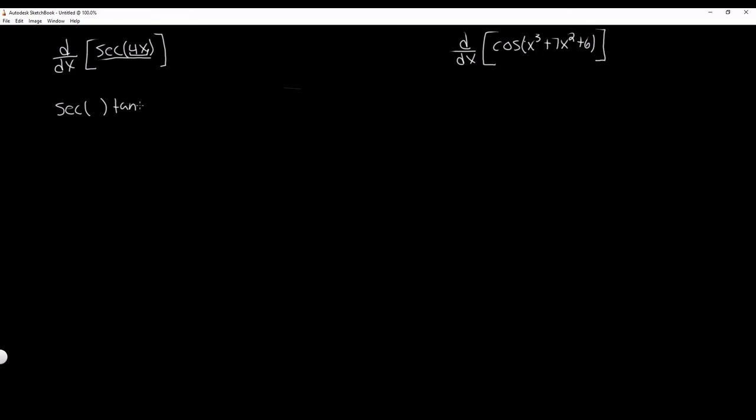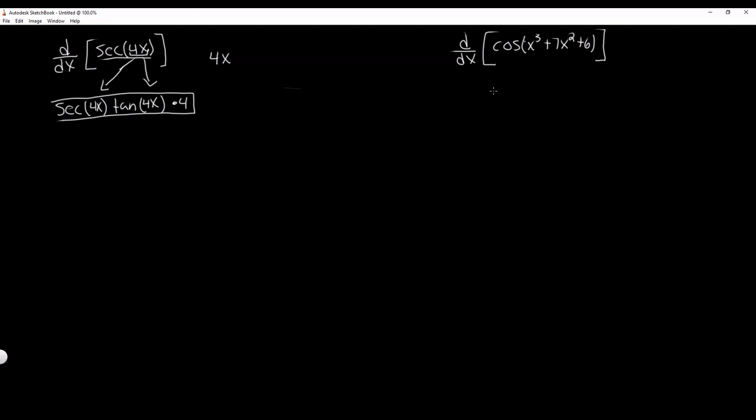tangent, and then we can't forget to bring down our inside function unchanged. So 4x, and then times the derivative of the inside function, and the inside function is just 4x. So the derivative of 4x is just 4. So times 4. And that is the answer to this problem.